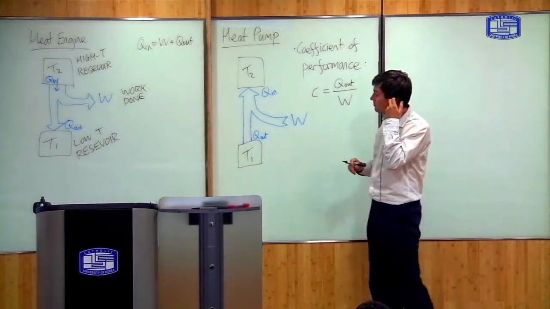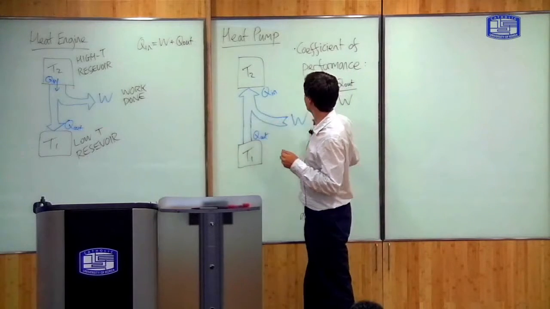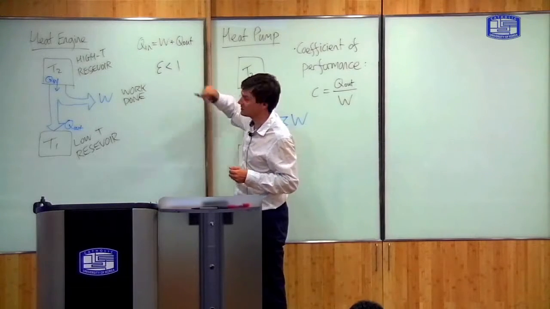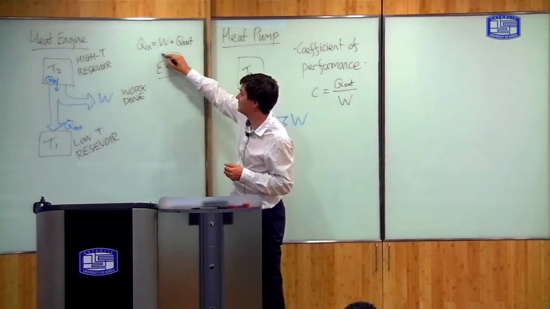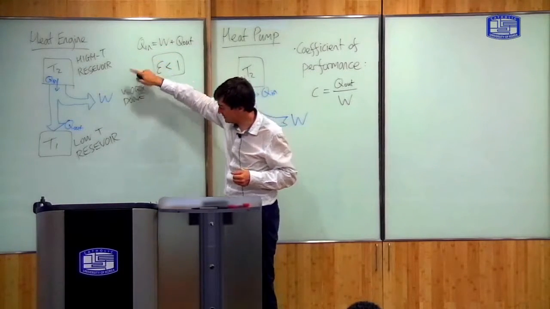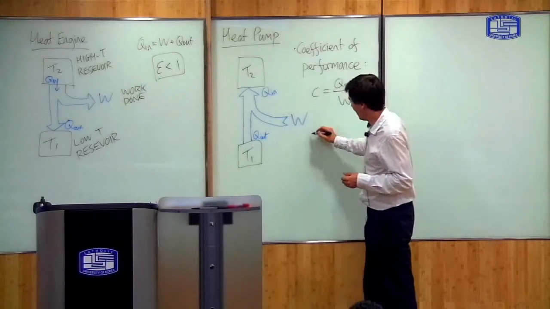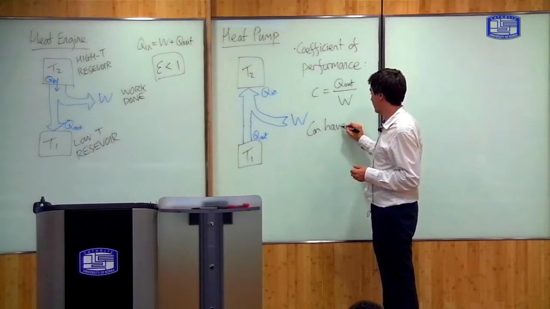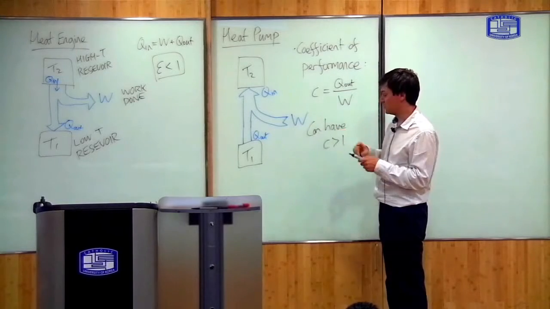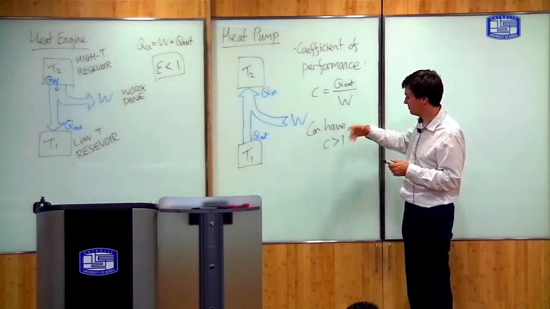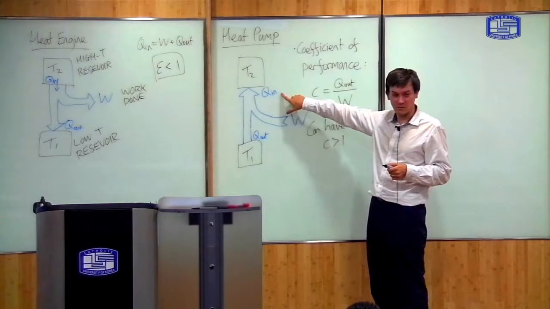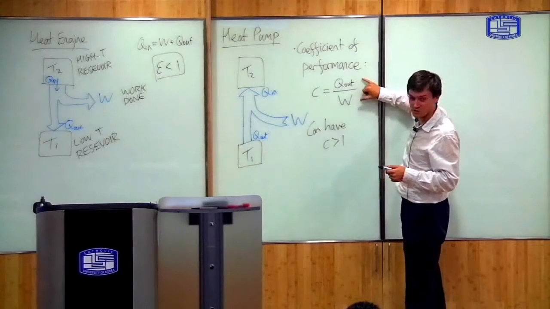But there's a difference between the efficiency of a heat engine and the coefficient of performance of a heat pump. In the case of a heat engine, you must have the efficiency as less than 1. Right? Because conservation of energy tells you that the work done must be less than the heat that went into the system. But in this case, you can, at least theoretically, have that the coefficient of performance is greater than 1. In other words, you take out more heat than you put in as work. Okay? Because conservation of energy only requires that Q out plus W equals Q in. It makes no condition on the ratio of Q out and W.